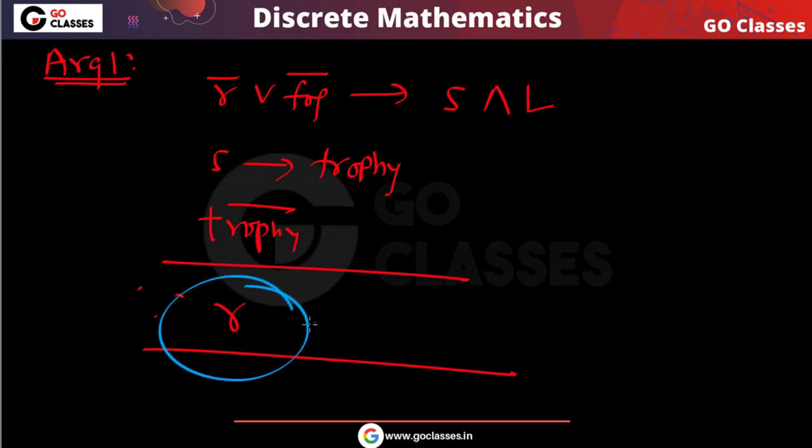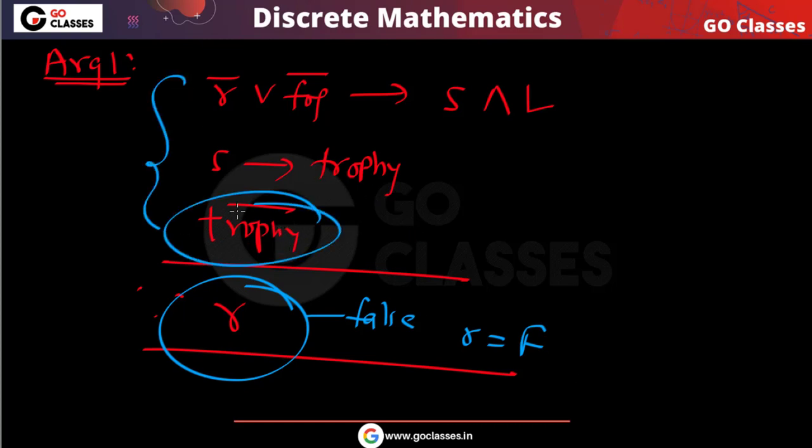The best method is to make the conclusion false. So how can we make the conclusion false? Definitely r must be false. Now we will try to make all the premises true. How to make this true?